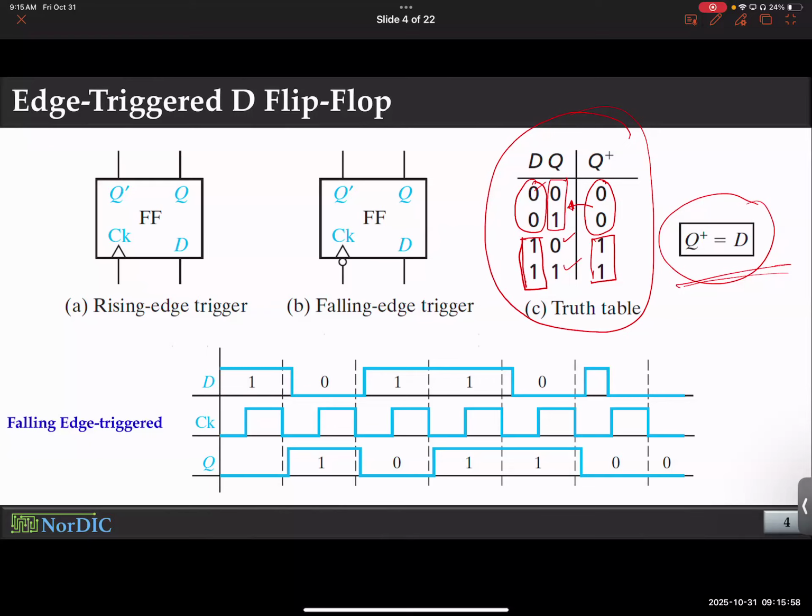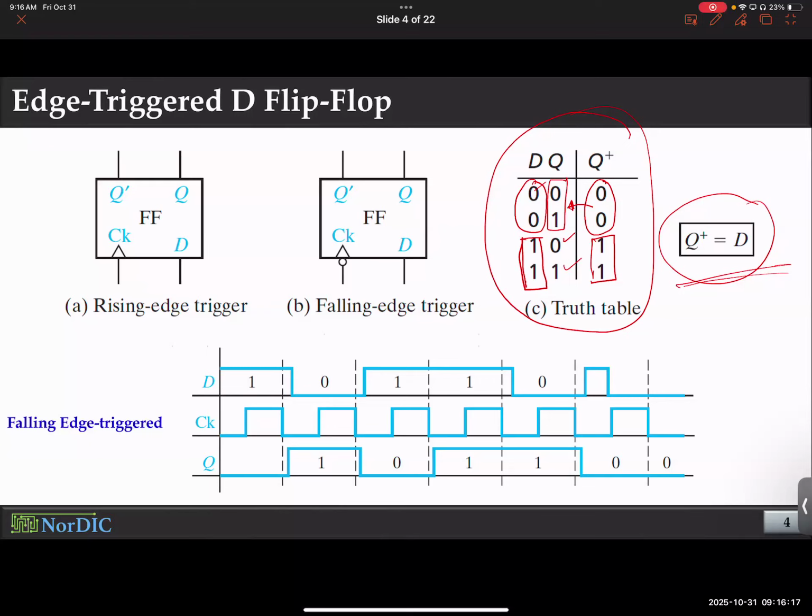Unlike the set and reset SR latch, where there are some combinations that led to changes, here, whatever the data is, your output is going to be exactly that. So D flip-flops are typically really nice, almost like a buffer. They provide the input to the output without any changes.